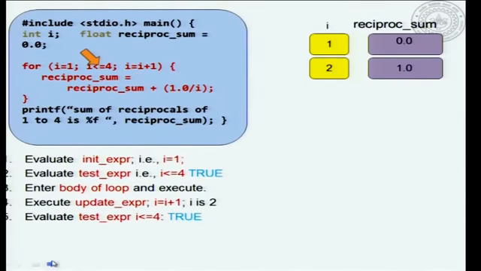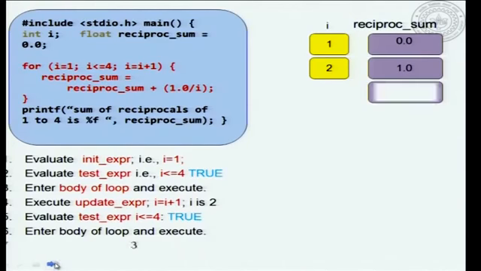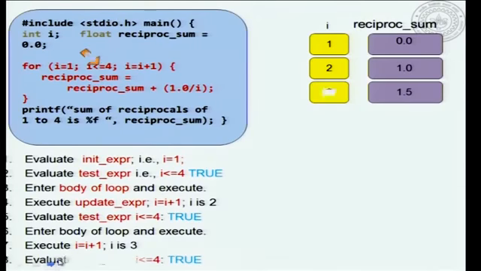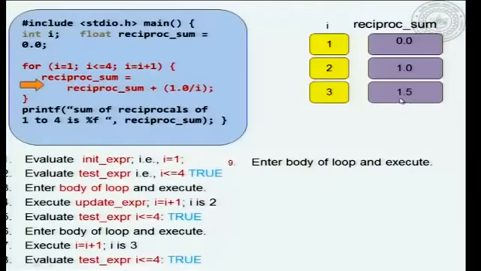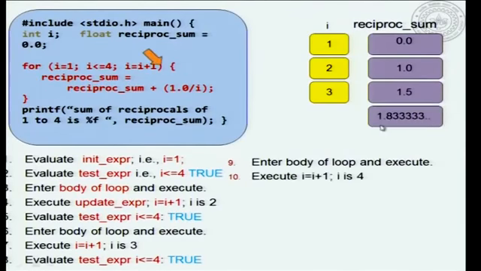Okay. Now test whether I is less than or equal to 4. Yes, it is. And enter the loop. So 1 plus 0.5. Then go back to the update expression. I becomes 3 now. And test whether 3 is less than or equal to 4. It is. So enter the loop. Okay. So you add 1.5 plus 1 over 3, 1.833 and so on. Update again.